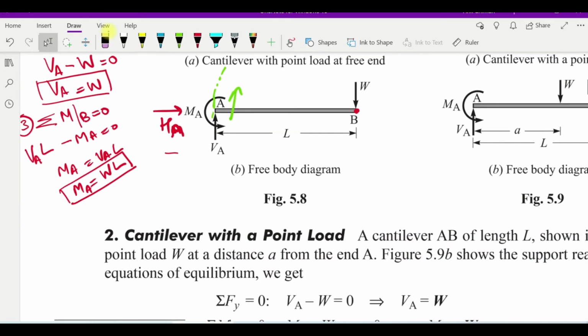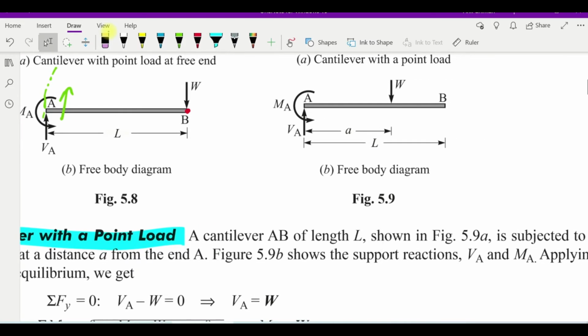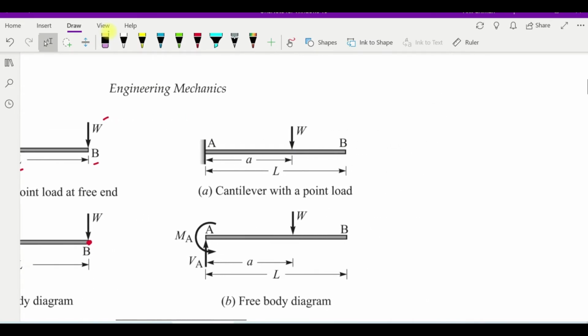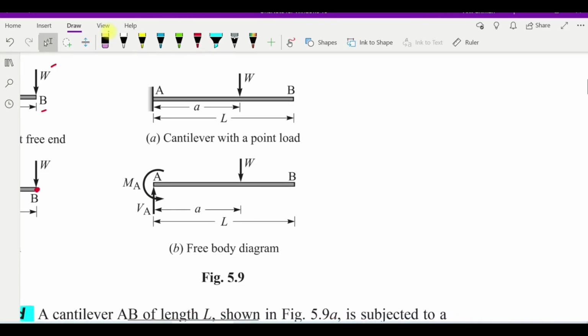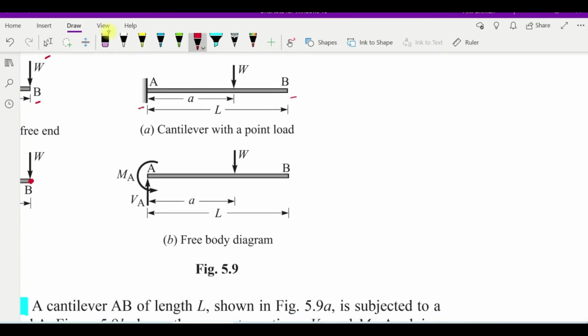The next example is again a cantilever with a point load. The point load is not acting at the end, but at some point somewhere on the span of the beam. A is fixed and B is free. W is acting at a distance a from end A, and the span of the beam is L. So we'll remove the fixed support and apply the reactions. The total number of reactions is 3.